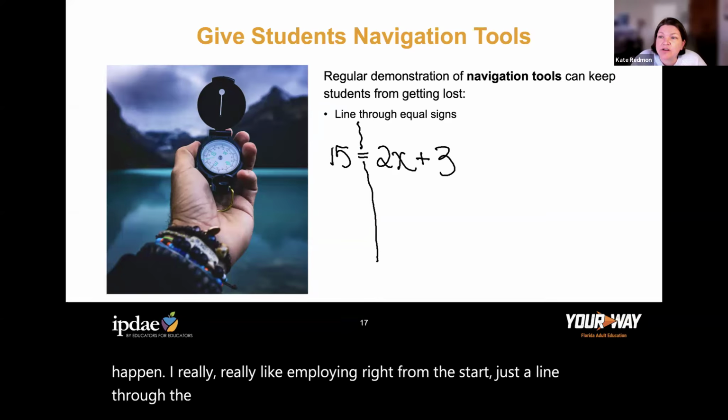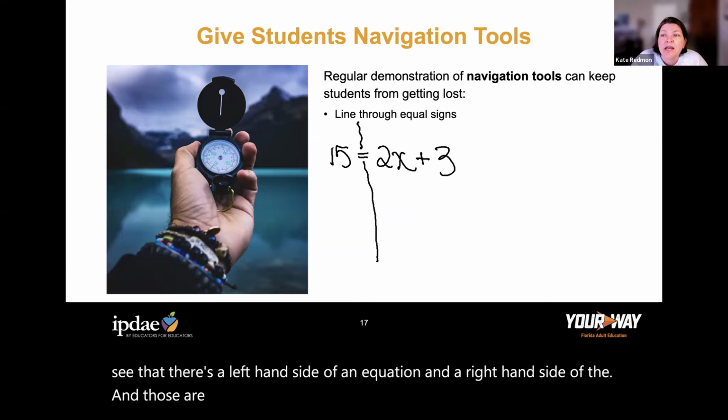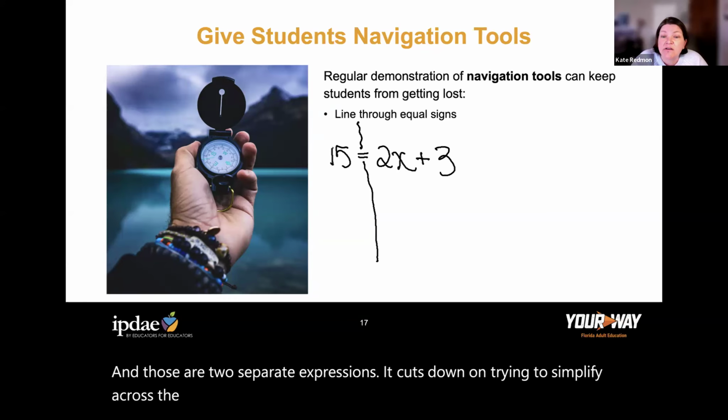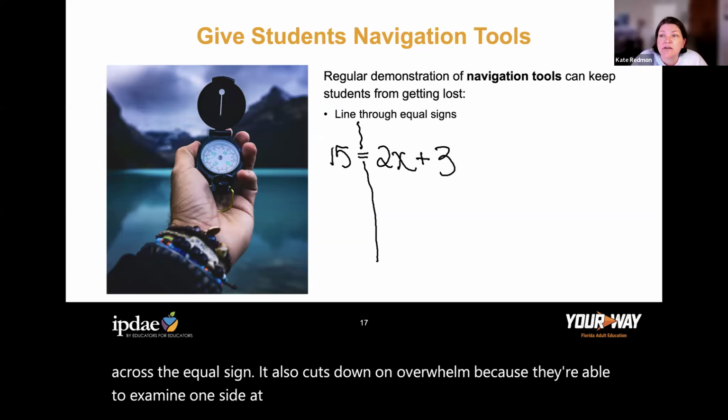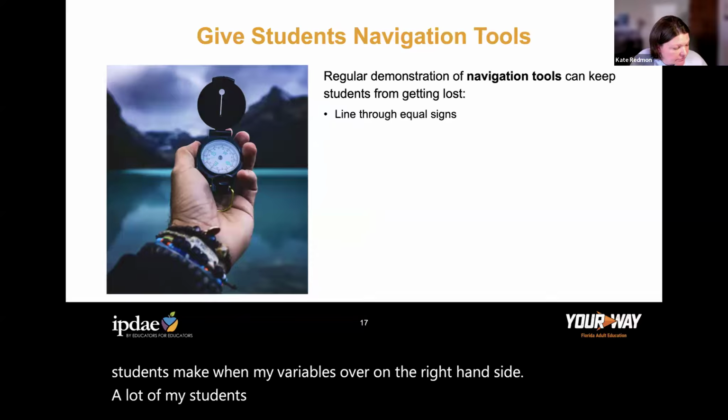So right from the start, your students are trained to see that there's a left-hand side of an equation and a right-hand side of the equation, and those are two separate expressions. It cuts down on trying to simplify across the equal sign. It also cuts down on overwhelm because they're able to examine one side at a time, and it cuts down on those mistakes that students make when my variable's over on the right-hand side. A lot of my students like that and use that.